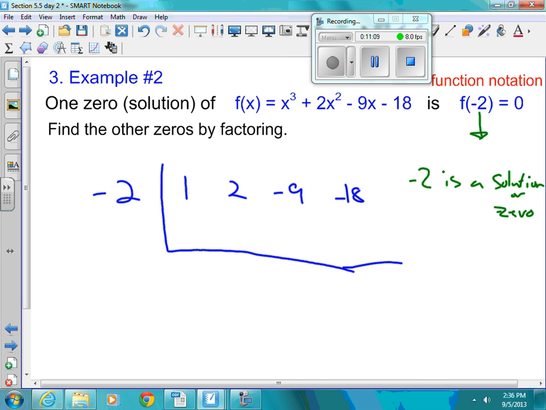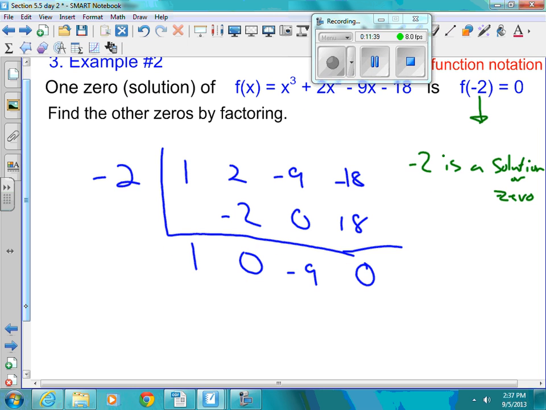We just put negative 2 outside, and we do our standard synthetic division, substitution method, whatever you want to call it. This time it's division. 1 times negative 2 is negative 2. 2 plus negative 2 is 0. 0 times negative 2 is 0. Negative 9 plus 0 is negative 9. Negative 9 times negative 2 is positive 18. Add them up, we get 0 for a remainder. That's golden. That proves that negative 2 is indeed a zero.